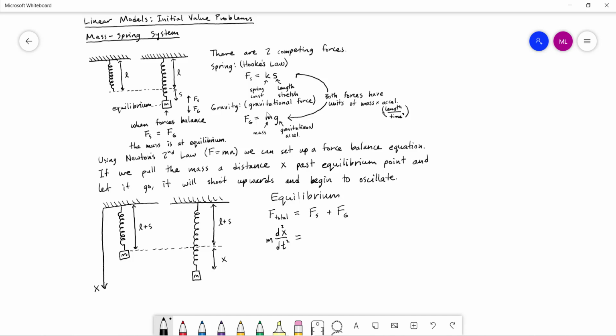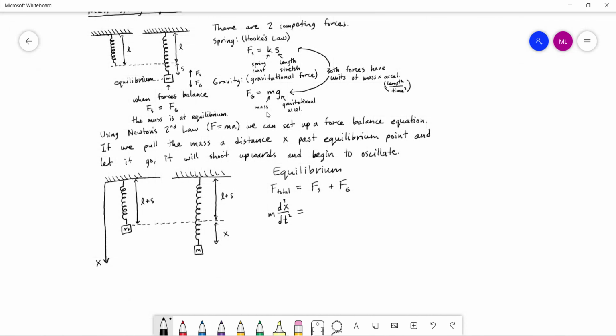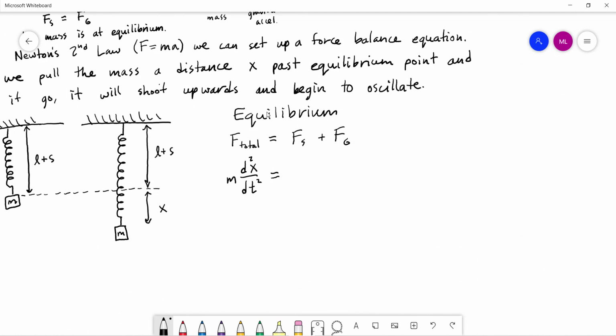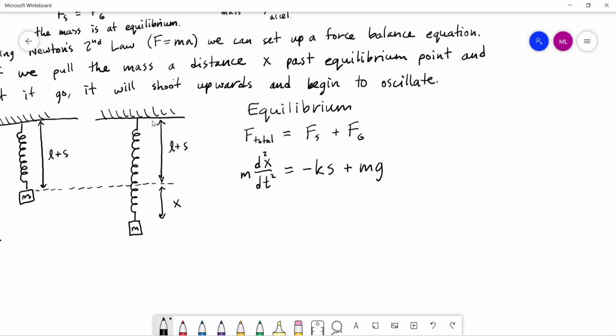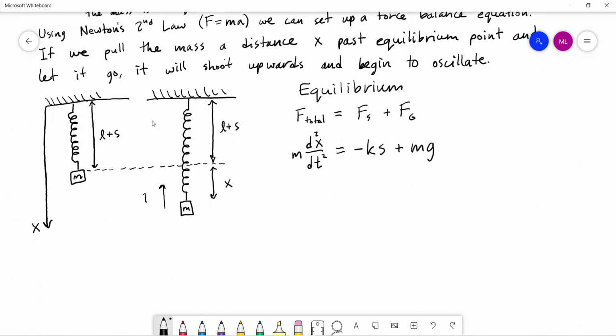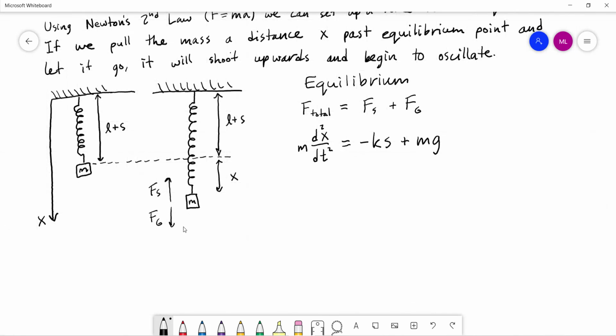And so what we can do is say that at equilibrium, we have the force of the spring, which I'm going to write as negative Ks, and we have the force of gravity, mg. I've assigned the negative sign to the spring force because the spring force is what's pulling upwards. So remember, the spring force is up, gravity is down. Because we decided that downward is our positive x direction, gravity gets a positive sign, and the spring force, which points upward, has the corresponding negative sign.